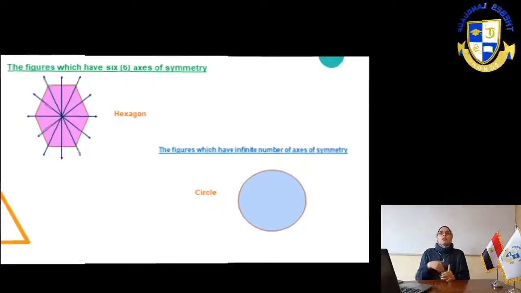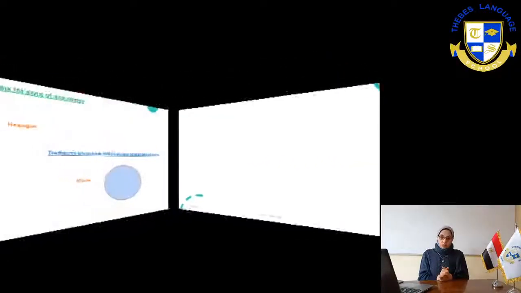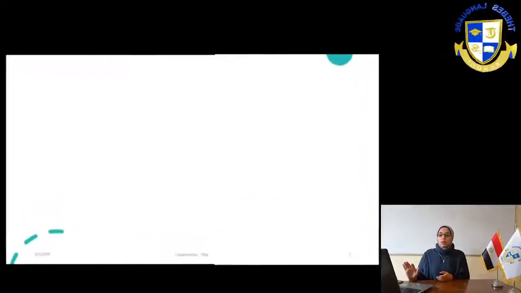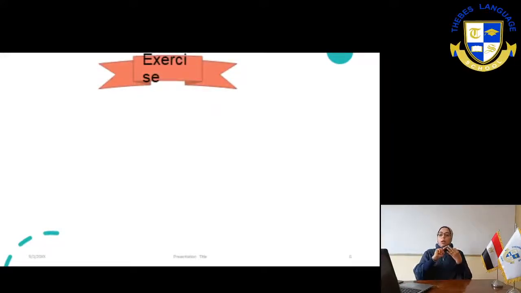We can draw a lot of axes of symmetry for it. This is the number of axes of symmetry of each shape. So trapezium, parallelogram, and scalene triangle have no axis of symmetry. Isosceles trapezium or isosceles triangle has just one axis of symmetry. Rectangle and rhombus have two axes of symmetry. Equilateral triangle has three. Square has four. Hexagon has six. And circle has an infinite number of axes of symmetry.